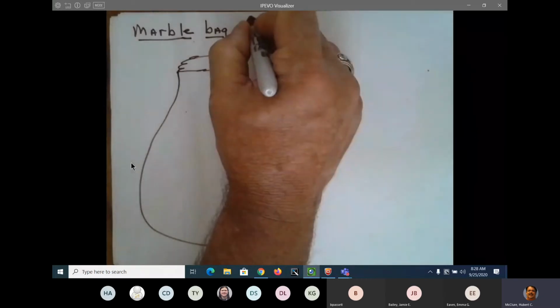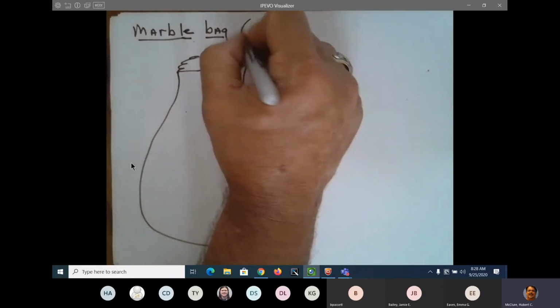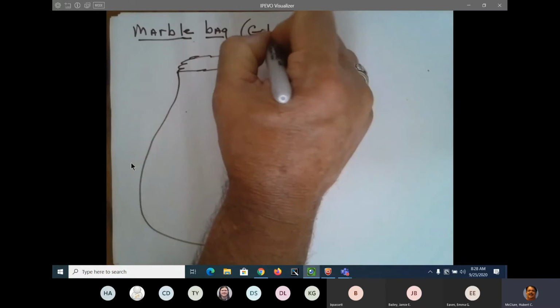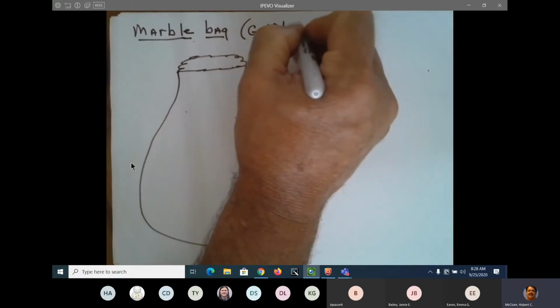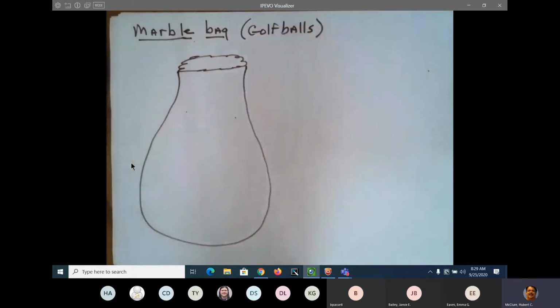Now, some homework questions and some test questions refer to a golf ball bag or a golf bag, okay? And the golf balls being different colors. So I'm going to put golf balls right here because this is the type of question you're going to see on a test. Either it has marbles or golf balls.